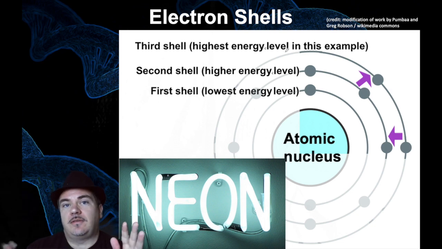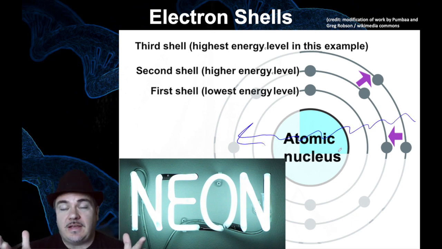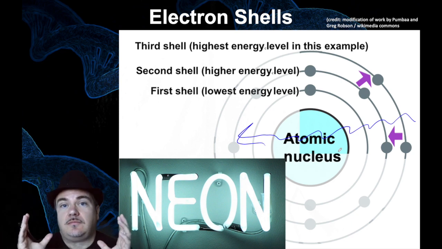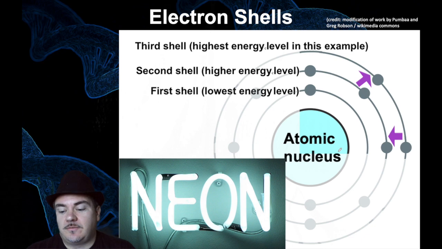Okay, then what happens is you pass electricity through those neon atoms. Okay, as we pass electricity through these neon atoms, it gives the neon atoms more energy. And that energy has to go somewhere. Where it goes is it goes to the electrons. And it causes the electrons to go from a lower electron shell to a higher electron shell. Okay, those electrons become what's called excited, so they now have more energy they're storing.